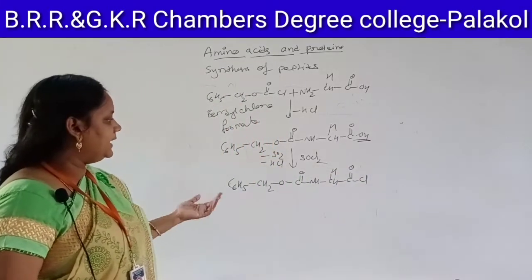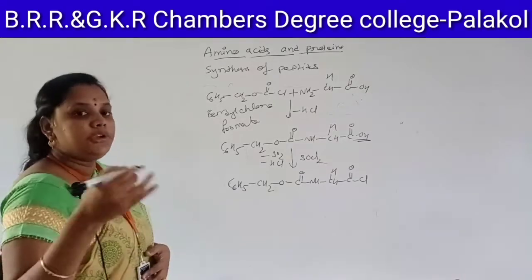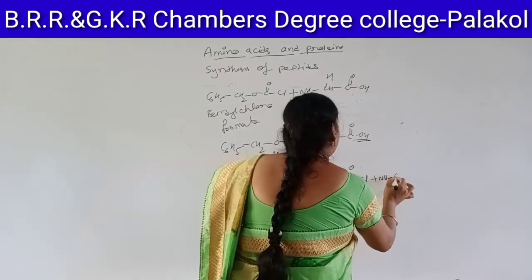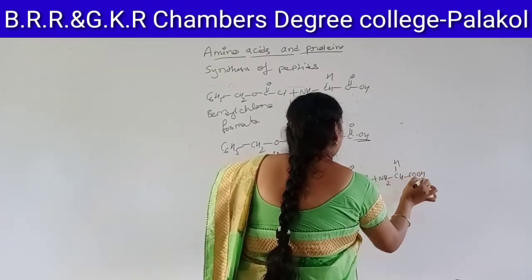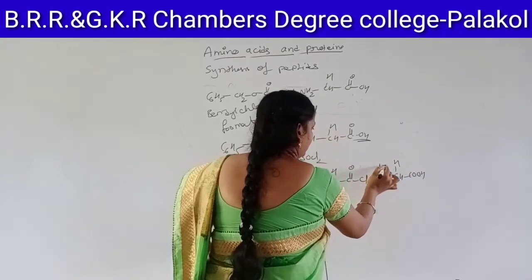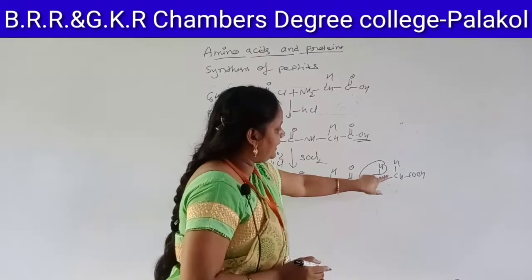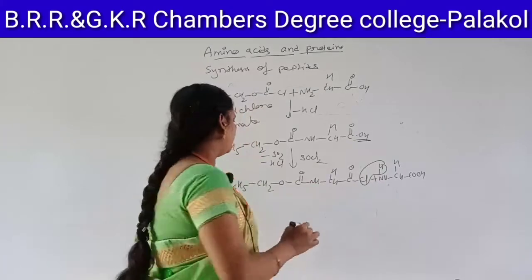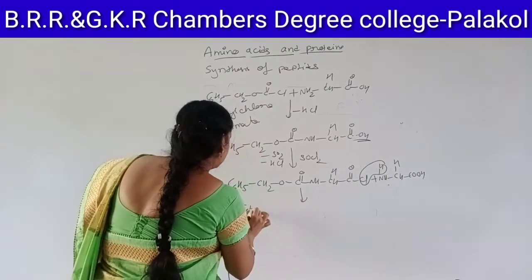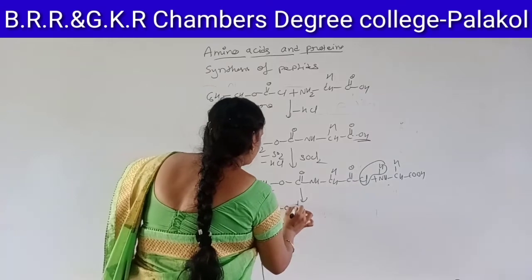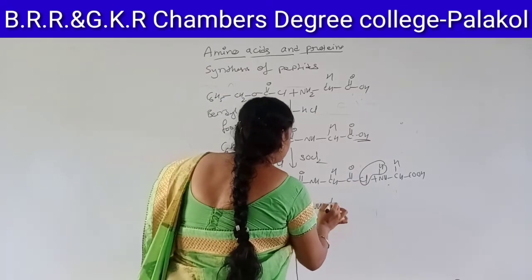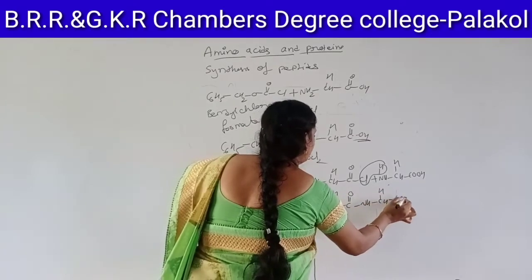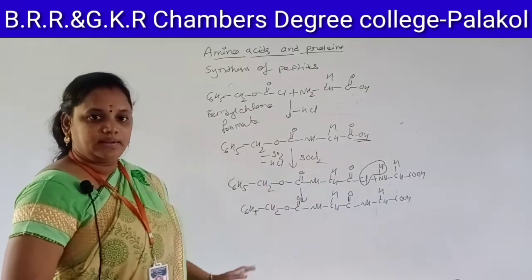Okay students, again what you have to add? For this, now you have to add a second mole of glycine. Again from here H and from here Cl will be removed. You will get C6H5CH2OC double bond ONH CH2 C double bond ONH CH2COOH. You are getting a product like this, right?